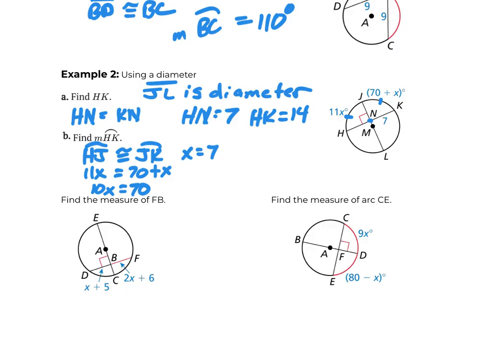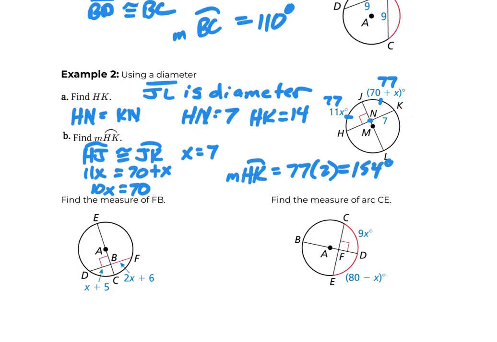So I've got to take 7 and plug it in here. 7 times 11, 77. Okay. On the other side, 70 plus 7. Those two better be equal, right? And that's kind of a good way to double check to make sure I'm doing things correctly. And they are equal. So to find out what the measure of arc HK is going to be, I would take 77 times 2. And that would be 154 degrees.